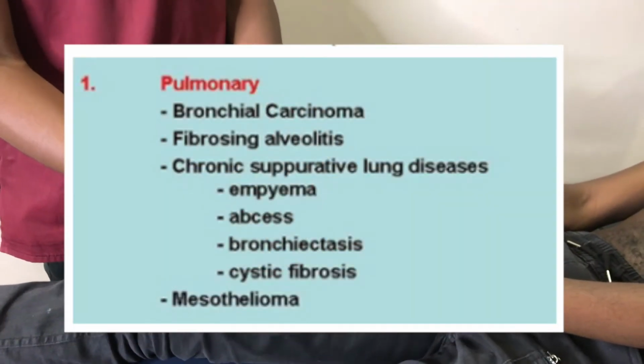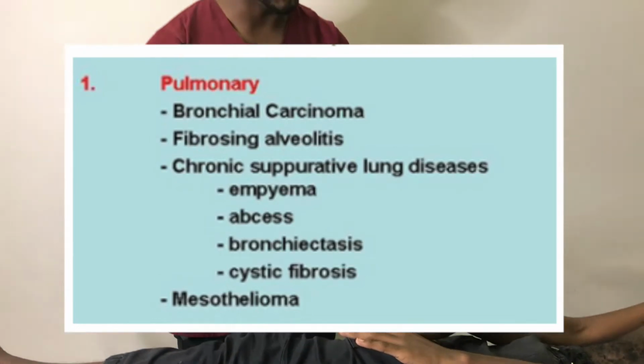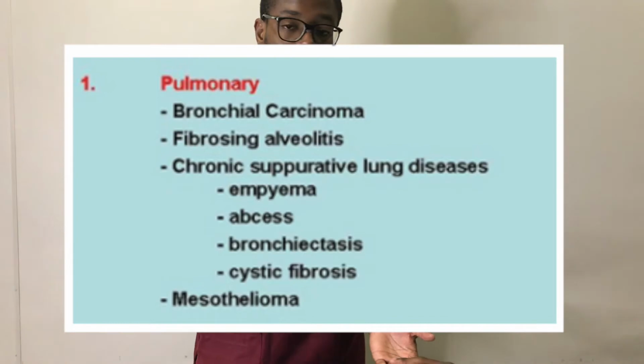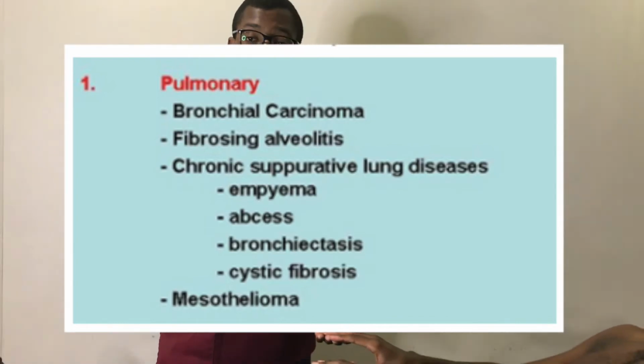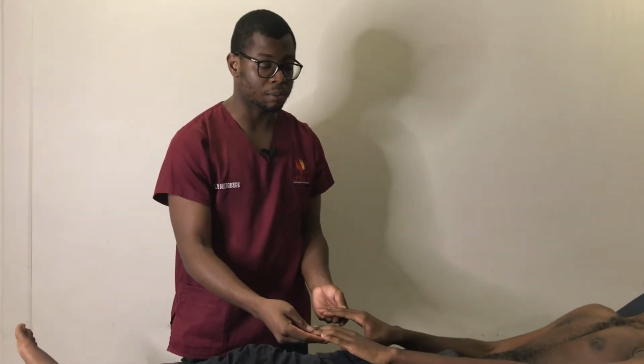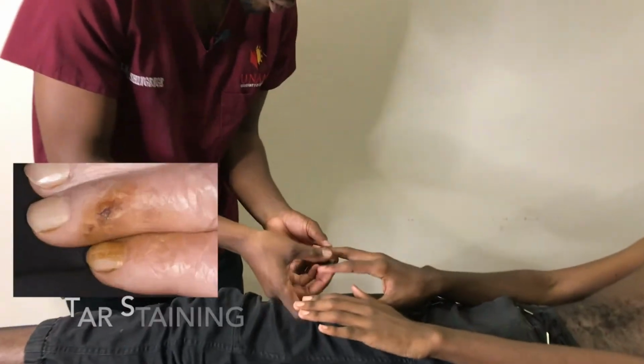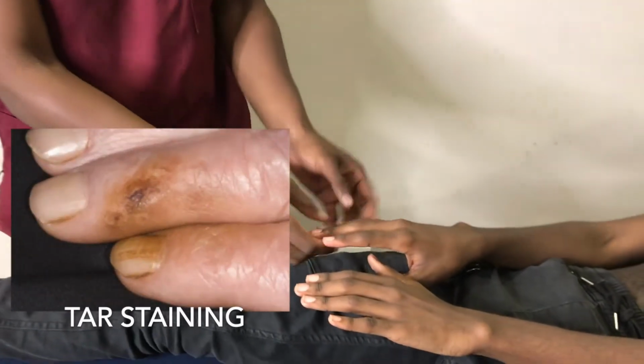Okay, remember, most conditions that cause a suppurative condition, lung abscess, lung empyema, bronchogenic carcinoma, bronchiectasis, and very important also, idiopathic pulmonary fibrosis, those are conditions that can give you clubbing. Then finally, you start looking in between the fingers for any tar staining, okay, which we cannot see.